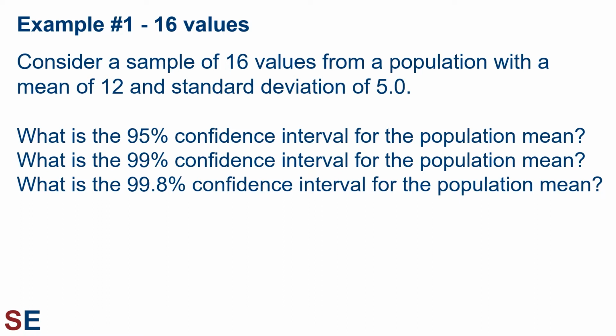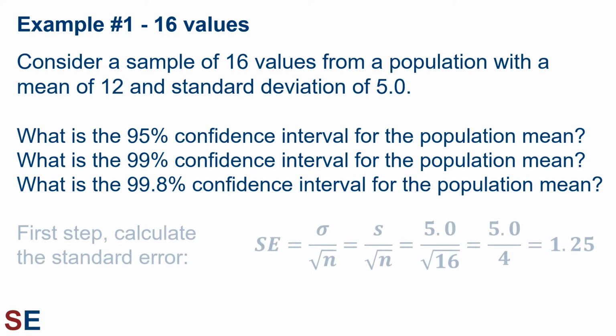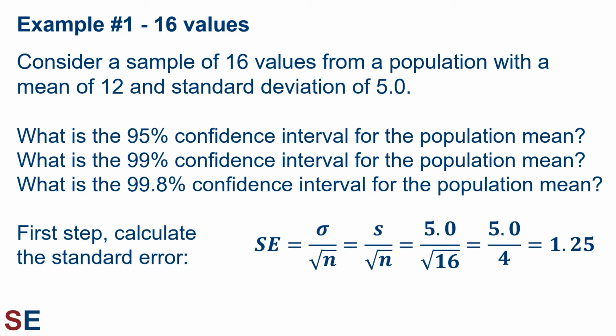What is the 95% confidence interval for the population mean? What is the 99% confidence interval for the population mean? And what is the 99.8% confidence interval for the population mean? Once we get these intervals, we'll be able to say that we are a certain percentage confident that the true population mean lies within this interval. In other words, the probability that the population mean lies within our confidence interval is going to be either 95%, 99%, or 99.8%.